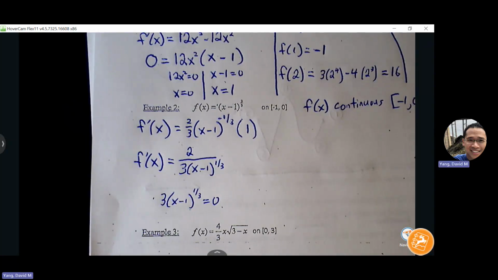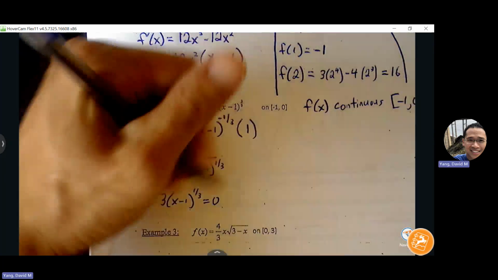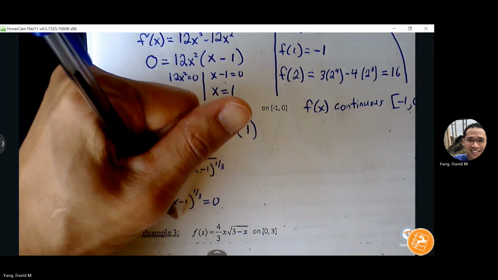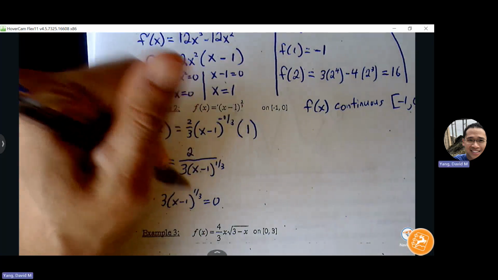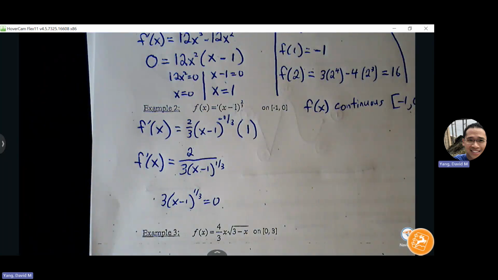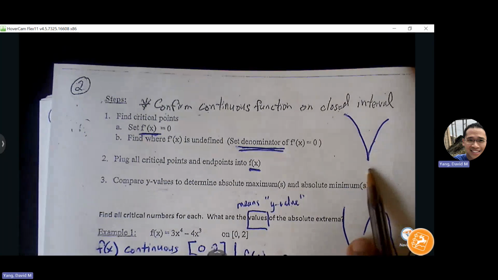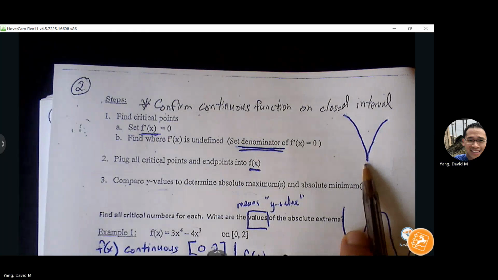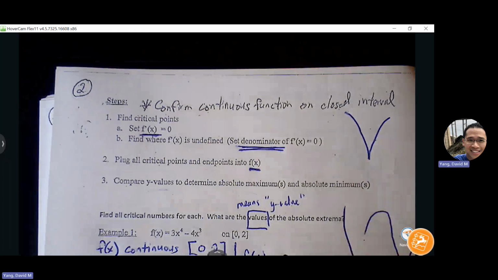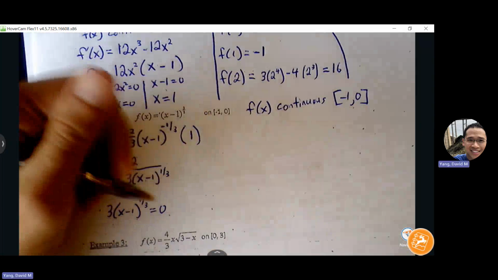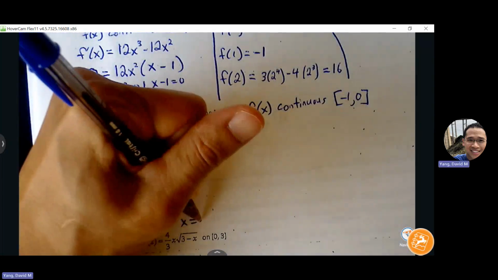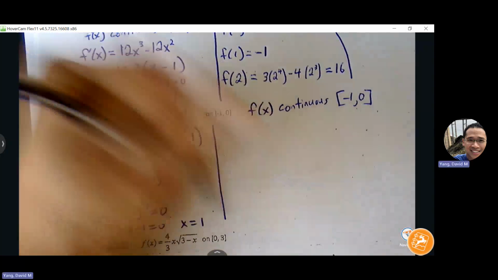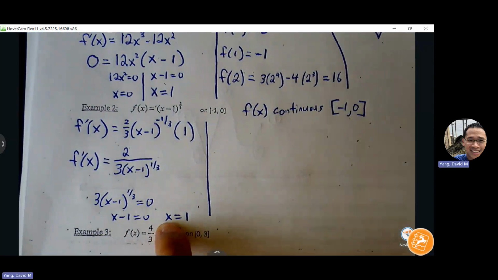So I can do what here? Divide by 3, cube both sides, just to find out what's undefined. Yes, where the slope is undefined, but it's still a valid critical point, because if it's a sharp turn, it's still a potential max or min. So divide by 3, cube root both sides, x minus 1 equals 0. Therefore, x equals 1.